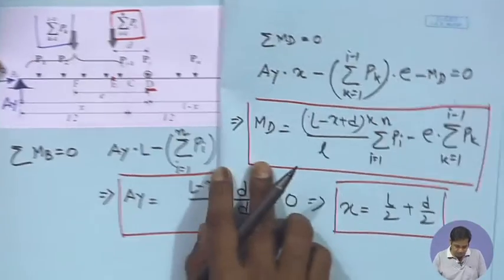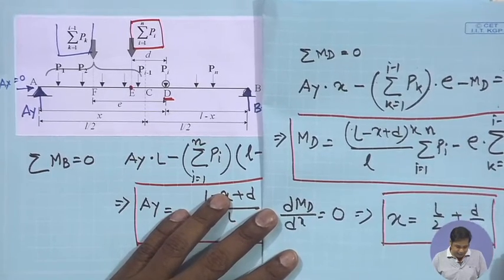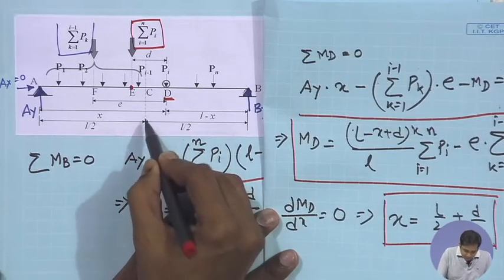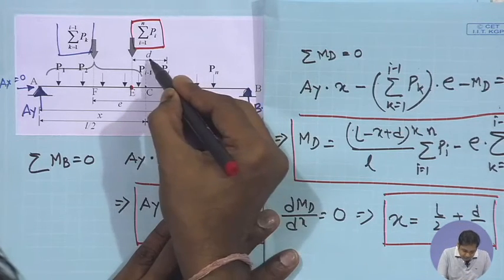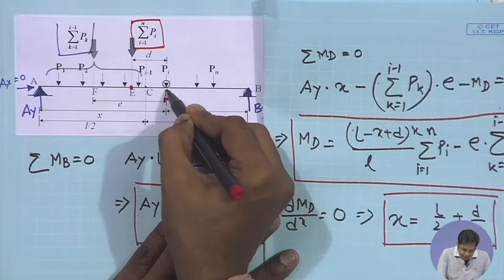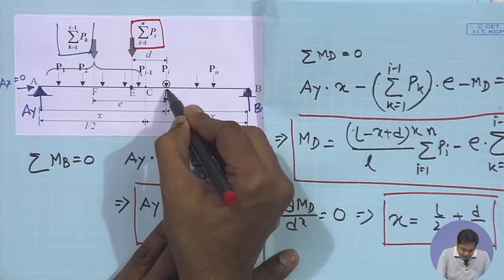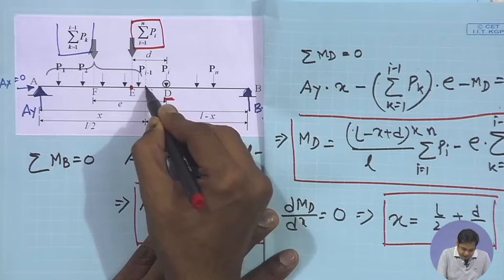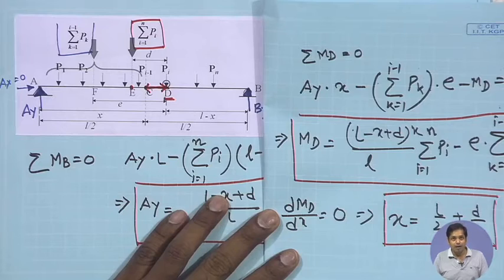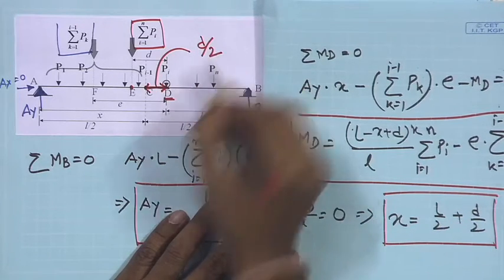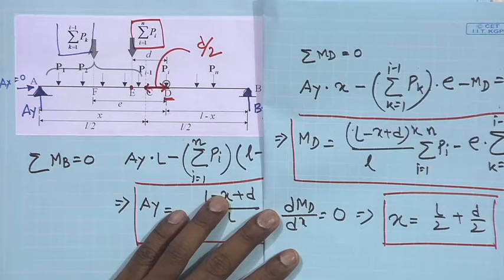You see, x equal to L/2 means at point C, this x, and d/2 means d is the distance of D from the resultant of the entire load. So, if this distance CD becomes d/2, then the moment at D will be maximum.